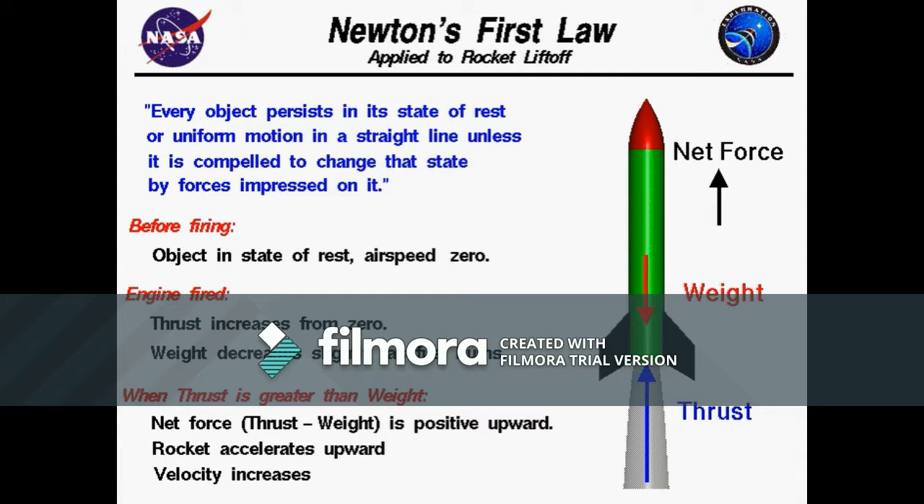Newton's first law of motion can be seen applied in this rocket. Before firing, the object is in a state of rest. Airspeed is 0. When the engine is fired, thrust is increased from 0 and the weight decreases slightly as fuel burns. Lastly, when thrust is greater than weight, the net force, the thrust minus the weight, is positive upward. The rocket accelerates upward, and the velocity also increases.